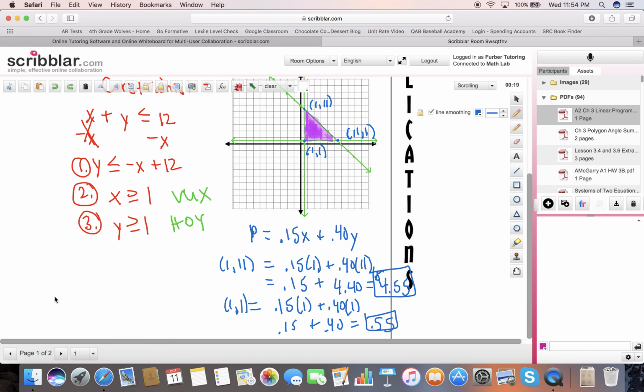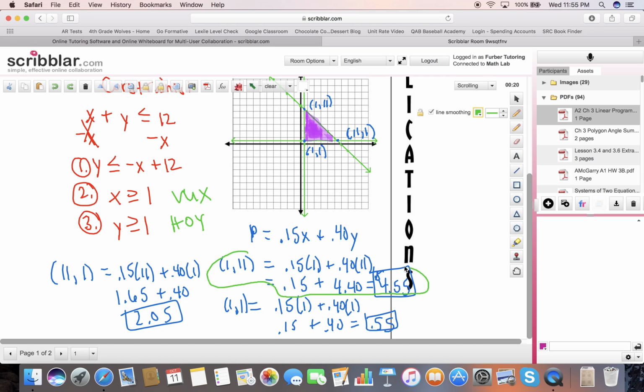All right, I'm going to do the other one over here. The other one is 11, 1. So for that, he's going to do 0.15 times 11 plus 0.40 times 1. So 0.15 times 11, that's $1.65, plus that's just 40 cents. So that's only going to give me a total of $2.05. So you should be able to see that the one he is going to make the most profit off of is this one here, because he's going to make a profit of $4.55.